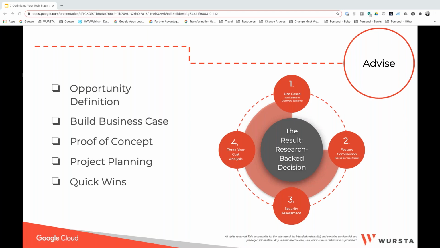But regardless, in all aspects, we can take a step back with you and look at the current environment and help you really do a side-by-side comparison with the Google tool sets, and for that matter, with other collaborative technologies as well, to help you evaluate based on use cases, feature comparisons, security functionality, and a 3-year cost analysis.